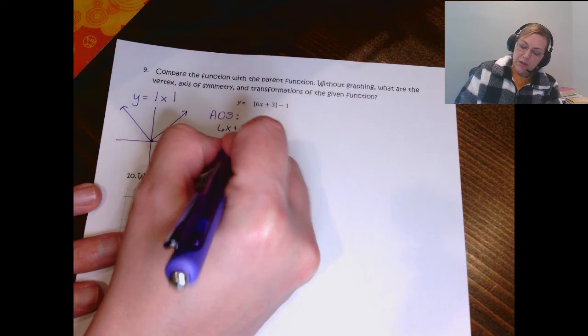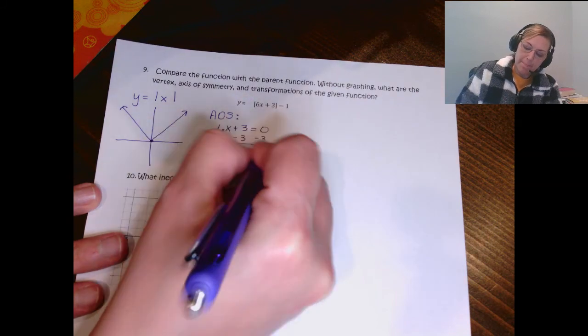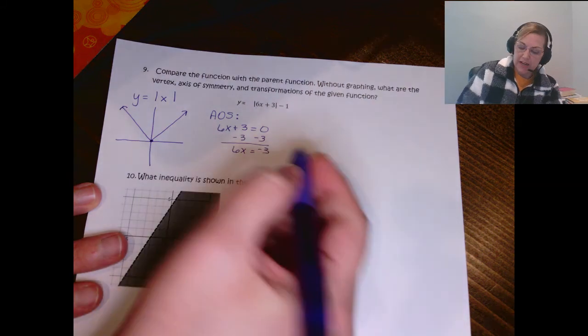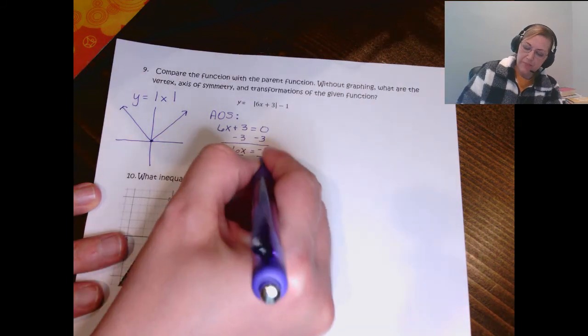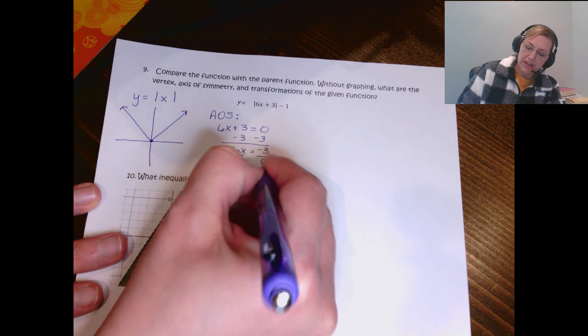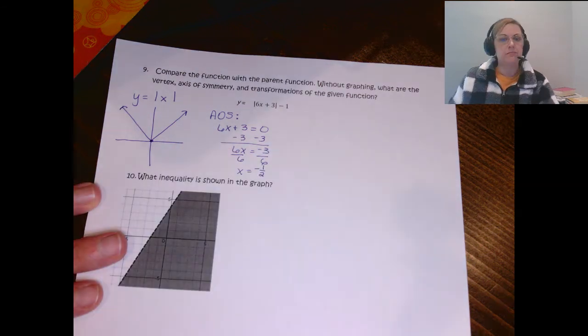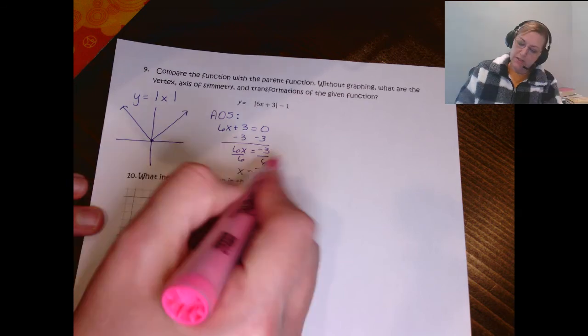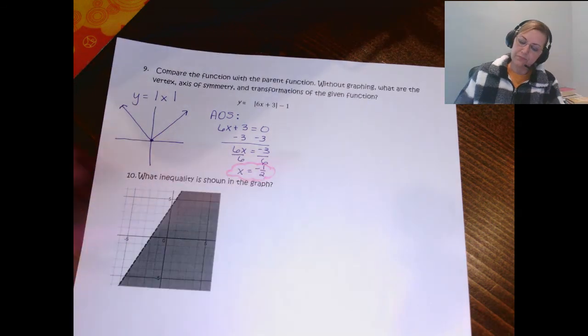And then you can solve it. I'm going to divide by 6 on both sides after I subtracted 3, so that x equals negative 1/2. That's your axis of symmetry. Let me highlight it so that I don't miss it's part of the answer. Okay.